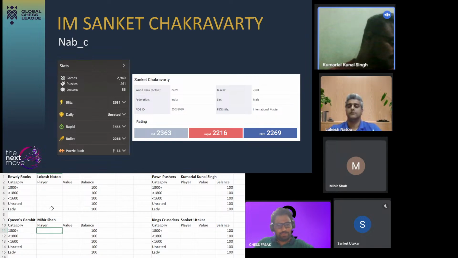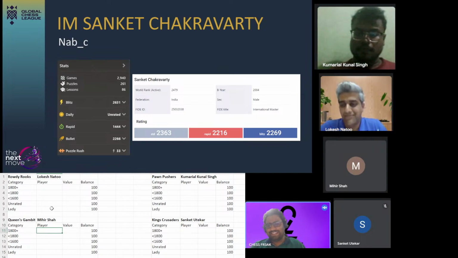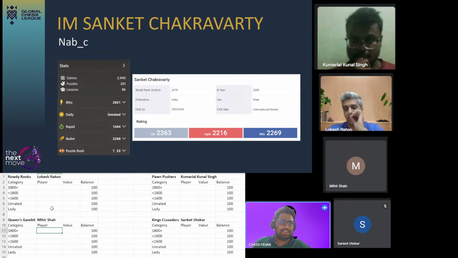47 points going once to Queen's Gambit, Sanket Chakravarti. Do I see any bids? Okay, Lokesh Natu has his hand up, so it's 48 points, Sanket Chakravarti, Rowdy Rooks. Mihir Shah, do we have any bids for Sanket Chakravarti? 49. 49 points, Sanket Chakravarti.